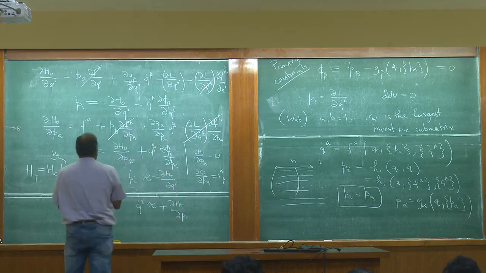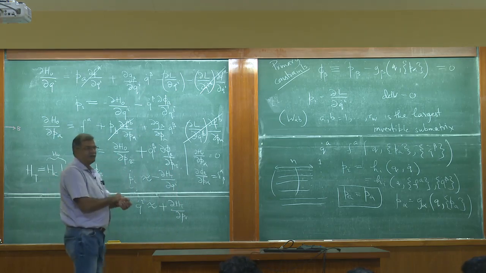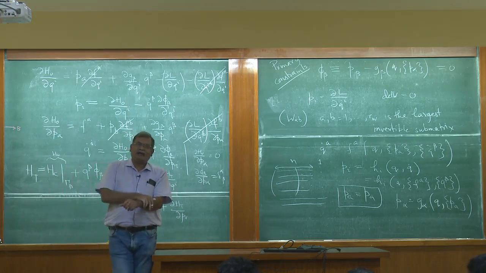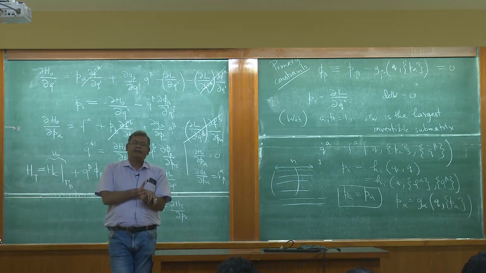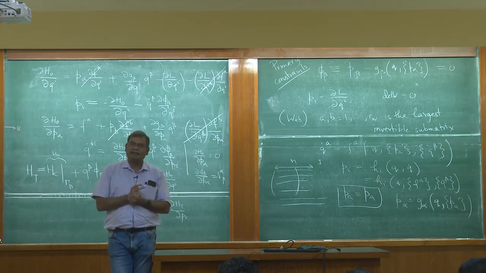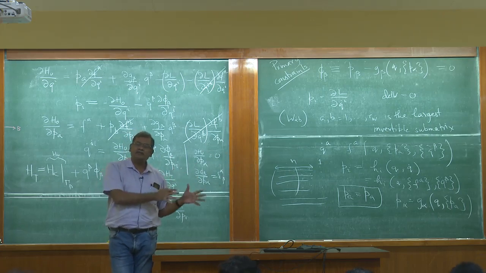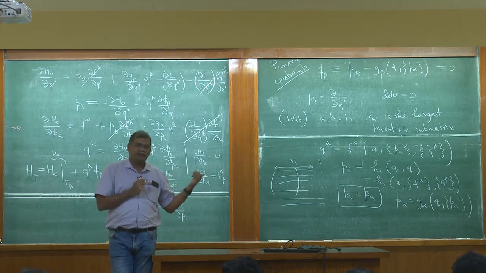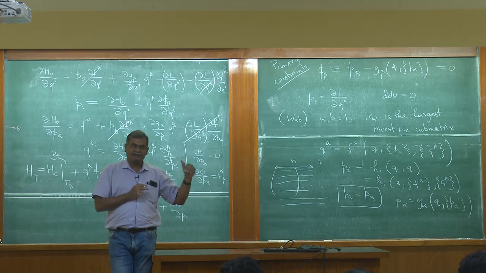I'm already out of time today, so I will not start on the next part. But next time, I will at least show you this at work for some examples, the same old examples that we have done with the Lagrangian case, and show how you get the same equations of motion once you do this properly. That is, remember to use weak equality.